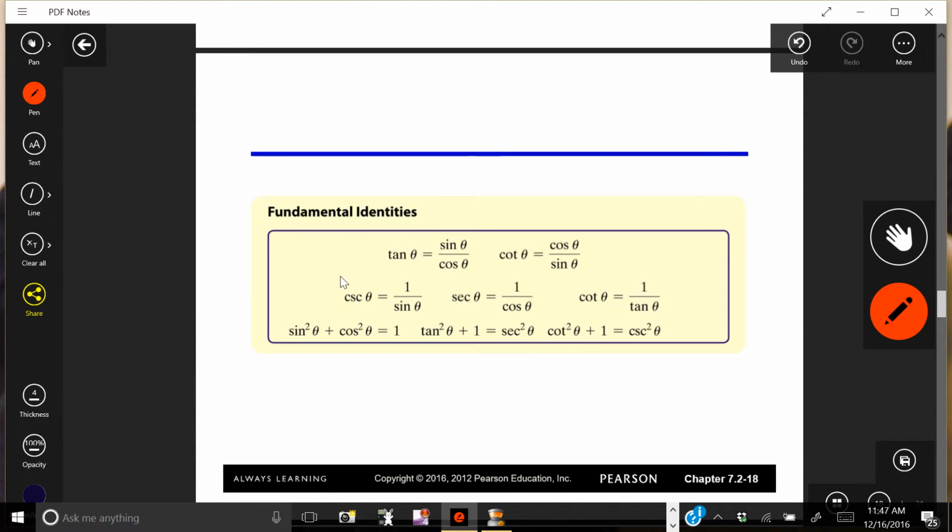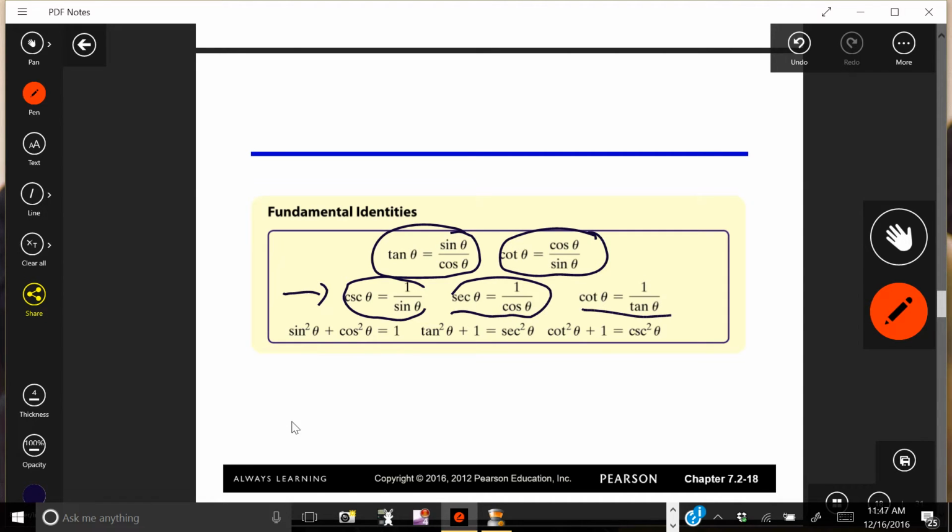So now here we have what we call the fundamental identities, which is sort of a summary. The tangent is equal to sine over the cosine. The cotangent is cosine over the sine. Reciprocal identities: cosecant is 1 over the sine, secant is 1 over the cosine, and cotangent is 1 over the tangent. And then the Pythagorean identities that we just derived.